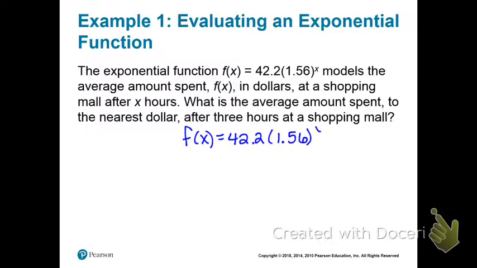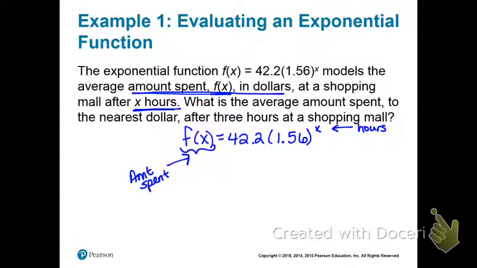And so I need to make sure I understand what these variables represent. So f of x, so I'm going to look back up here and I see where it's talking about f of x, and it says it's the amount spent in dollars. So this is just our amount spent. And then the other variable we have here is an x. And so we can see where it talks about x, it says after x hours. So x is going to be the number of hours.